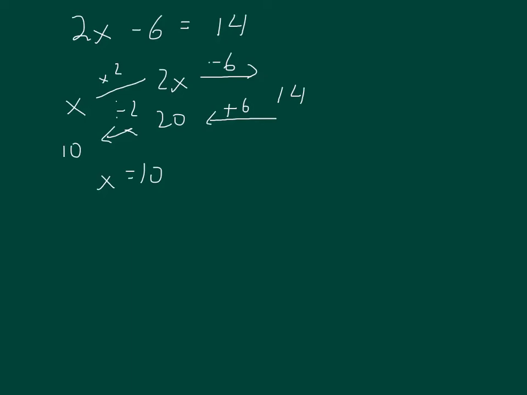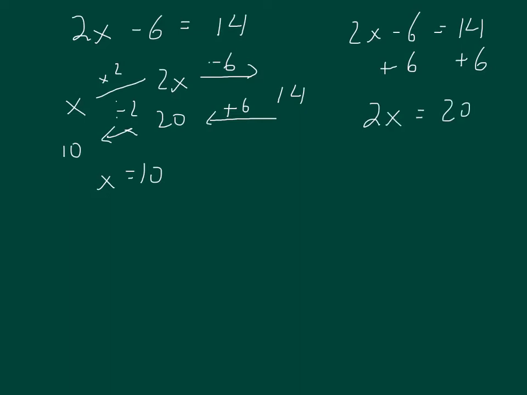But let's look at it using the equality properties. So if I had 2x minus 6 is equal to 14, I'm going to undo the operations, but I'm going to kind of do it using the order of operations in reverse. So I'm going to do all my adding and subtracting to both sides first, and then I will do all my multiplying and dividing to both sides. So I'm going to start with adding 6 to both sides. And when I do that, I get 2x is equal to 20.